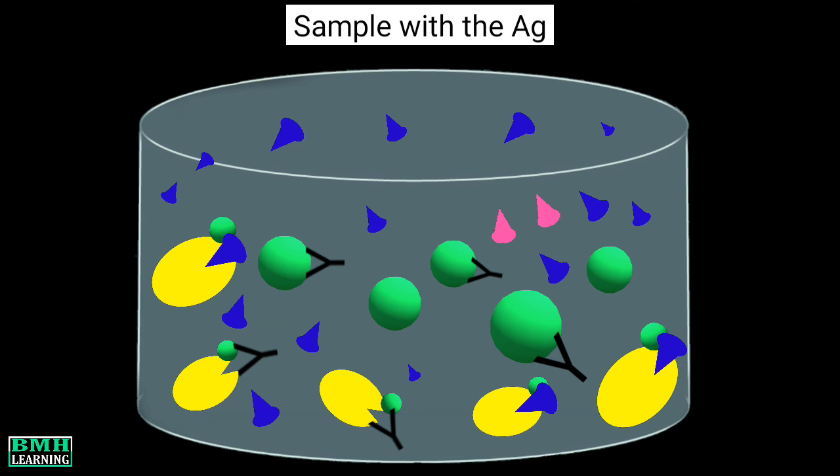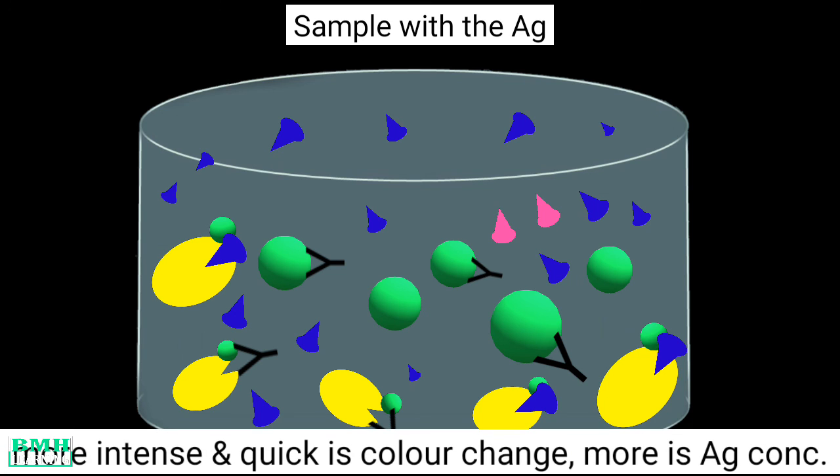Here I would like to tell you one more thing. It's about the importance of the intensity of color change. The more intense and quick the color change, the more concentration of antigen in the sample.